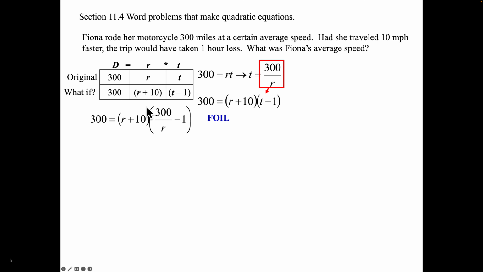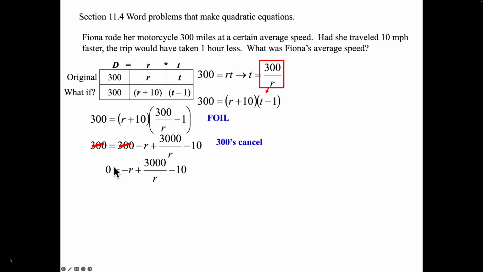So R times 300 over R, that will cancel the R's to give you 300. R times minus 1 gives me minus R. 10 times 300 over R is 3,000 over R. 10 times minus 1, minus 10. All this equal to the same, wait a minute, these two 300s here are exactly the same. So if I subtract 300 from both sides, that cancels it out and makes it 0 equals negative R plus 3,000 over R minus 10. Now, to solve this we have to get rid of the R in the denominator.